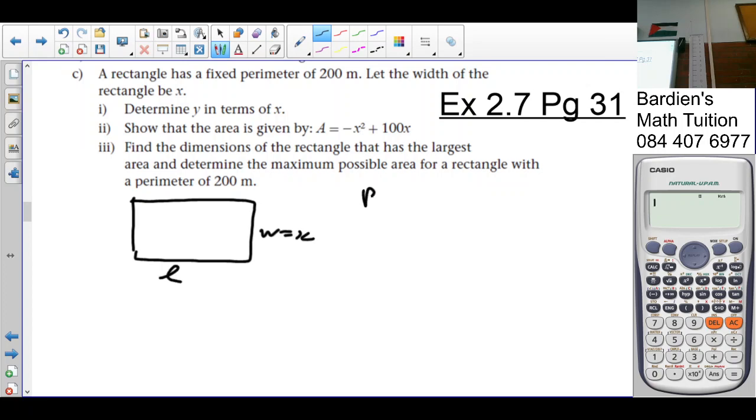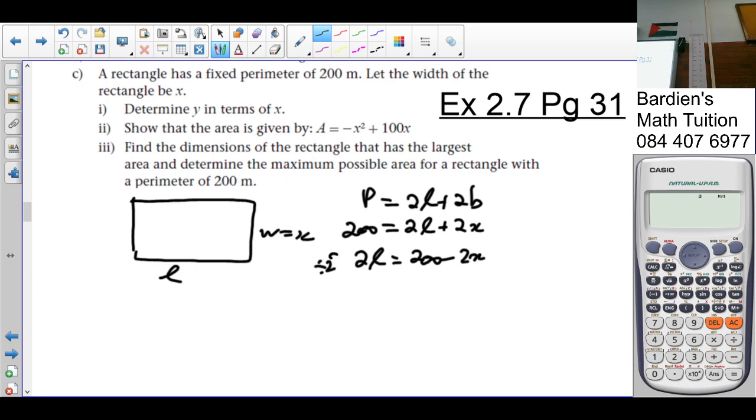But how do you calculate the perimeter of a rectangle? 2 length plus 2 breadth, not so. So my breadth is basically my width, so it's 2 length plus 2x. And what is the perimeter of this piece? 200. So if I'm going to make L the subject of the formula, I take 2x over, so 2L is equal to 200 minus 2x. Now I divide by 2. So your length is going to be 200 divided by 2 is 100 minus x. Can you see that? Your length in terms of x: 100 minus x.